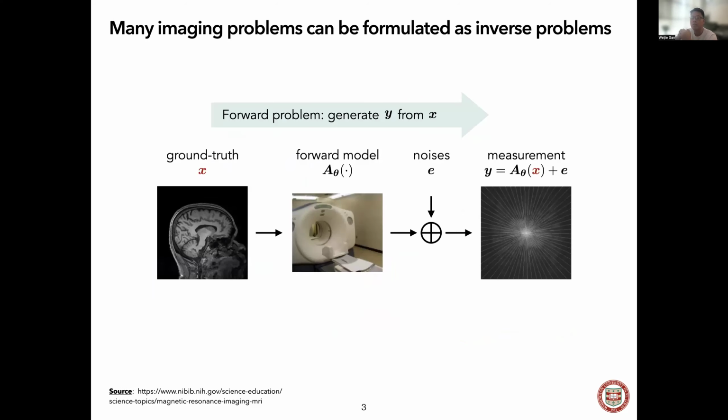Think about the general process of imaging a subject. You first have a subject, usually called the ground truth, and you have your imaging model. Sometimes we also call it a forward model, which corresponds to the imaging hardware. We also consider some measurement noise. What we actually get from the device is what we call a measurement. We use the equation y equals A theta x plus e to represent the measurement. But the measurement is not something we actually want. We want the images themselves, right? So in order to recover the images from the measurement, we need to solve a problem called an inverse problem. That's the main topic I have been working on during my PhD.